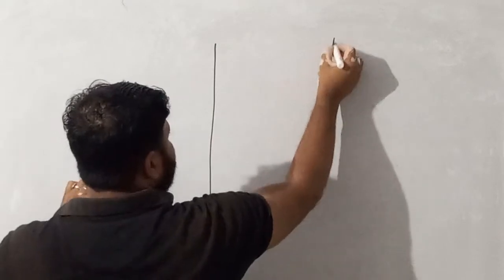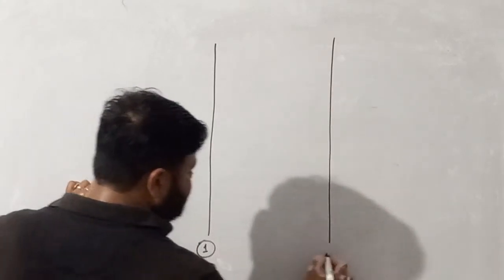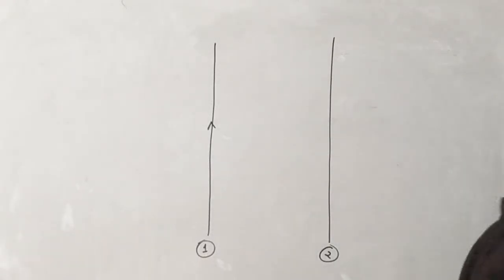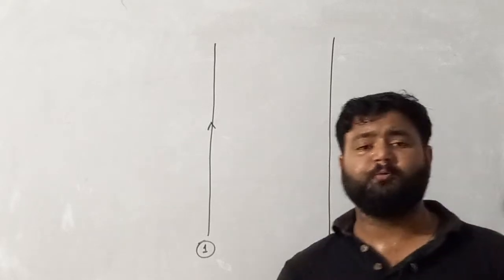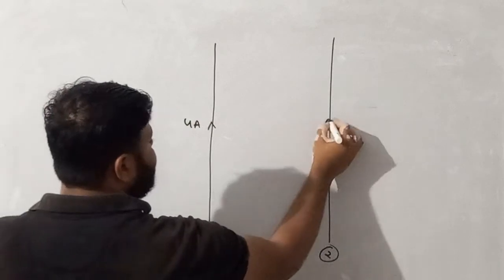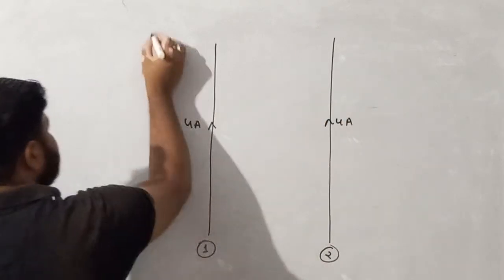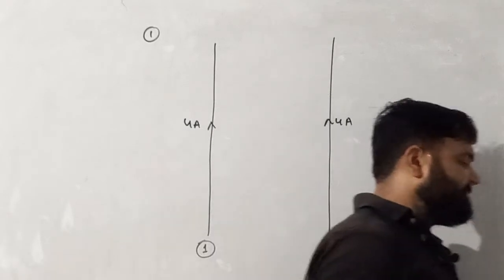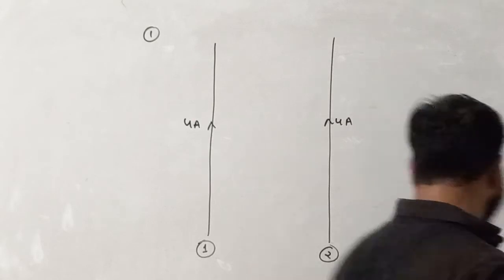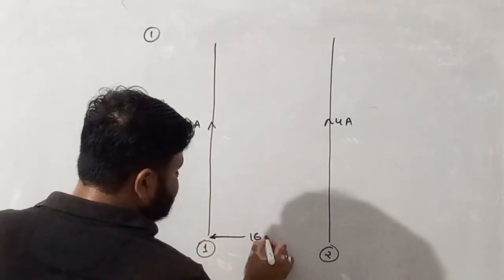So see, the question says two long parallel wires. Long means infinitely long wire. So two infinitely long wires are parallel to each other. This is wire first, this is wire second. Both the wires carry the same current, 4 ampere. In the first case they are saying the direction of current on both the wires is same. So 4 ampere and again 4 ampere. We are discussing the first case. They are saying that the distance between the wires is 16 centimeter. So this is the distance, 16 centimeter.